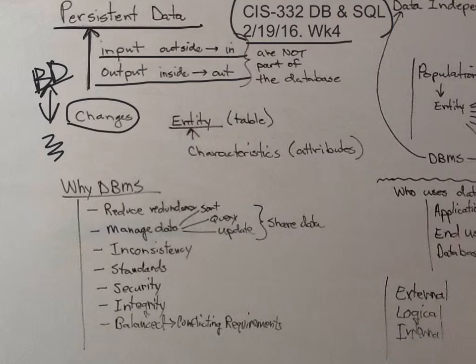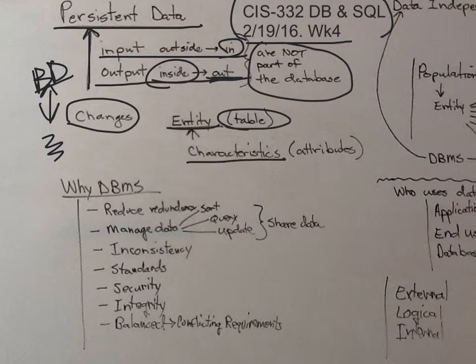Input and output, those aren't part of the database. From the outside in, we can put information in, and from the inside we can take information out. It's not considered part of the database. We build relational databases based on entities or tables, and then we develop characteristics about the entity, which we call attributes. Later on we talk about the attributes, and we break them down into a certain type, and then some specific things like key and foreign key and so forth.